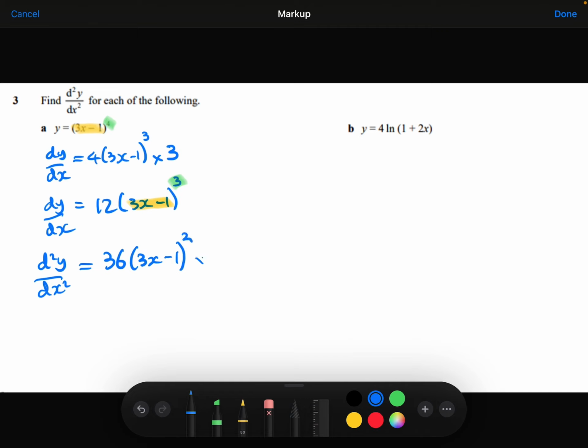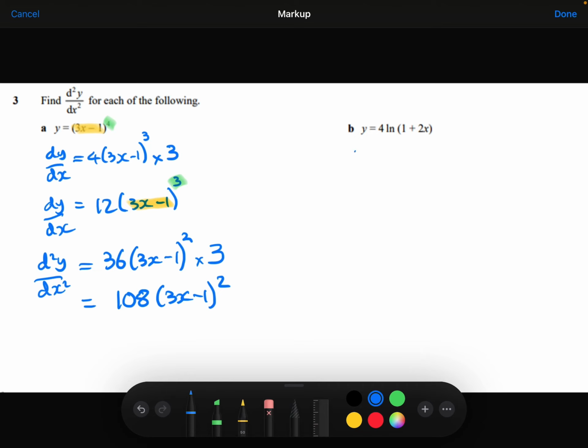And then by the chain rule, I have to multiply this by the derivative of the inside function. When I differentiate 3x minus 1, I get 3. To simplify this answer, the 36 times 3 is 108. And that's my second derivative. That's my answer to this question.